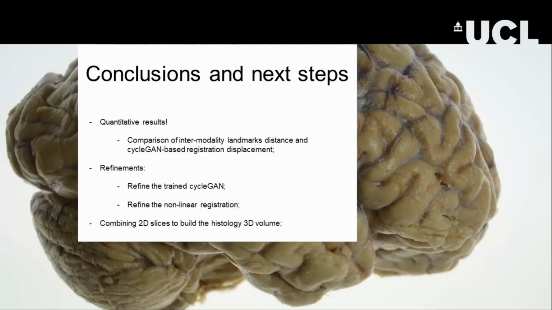So, conclusion. Of course, the first thing I will do tomorrow, not tomorrow because it's Saturday, but on Monday, is go on with the quantitative results. We have some manually placed landmarks, and we will be able to quantify the displacement that is wrong. And then I will go on and try to refine the CycleGAN and the nonlinear registration. In particular, for the CycleGAN, I would like to achieve something more meaningful in terms of what the parameters could have been. And then for the far future, combining the 2D slices to make a 3D volume and a histological atlas, hopefully.